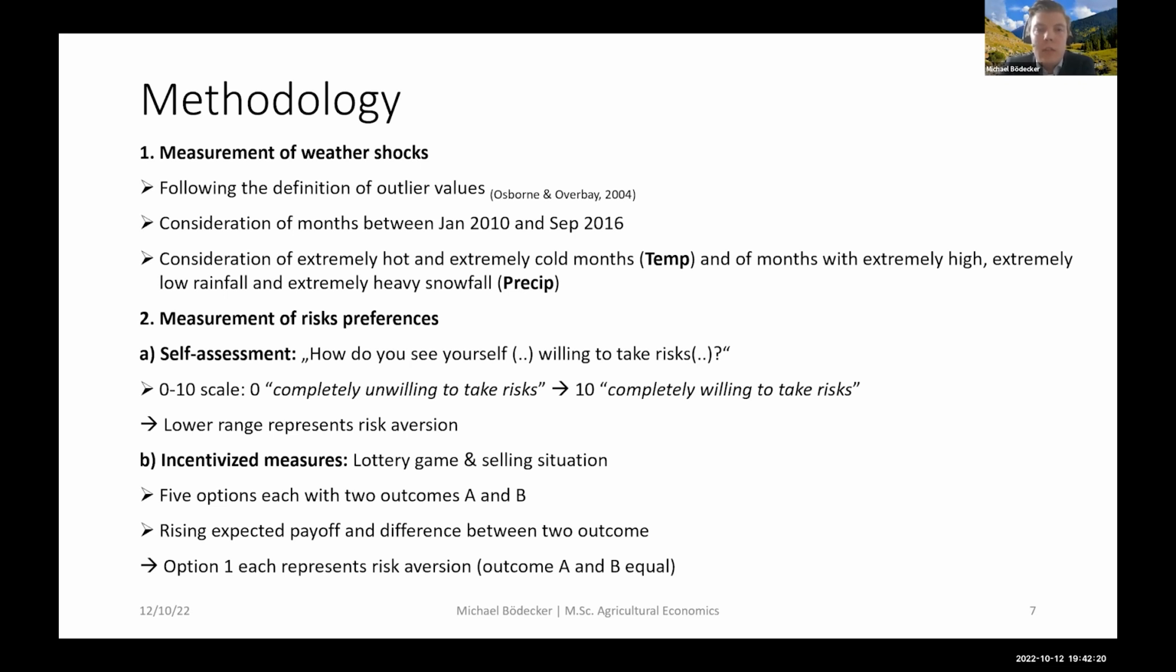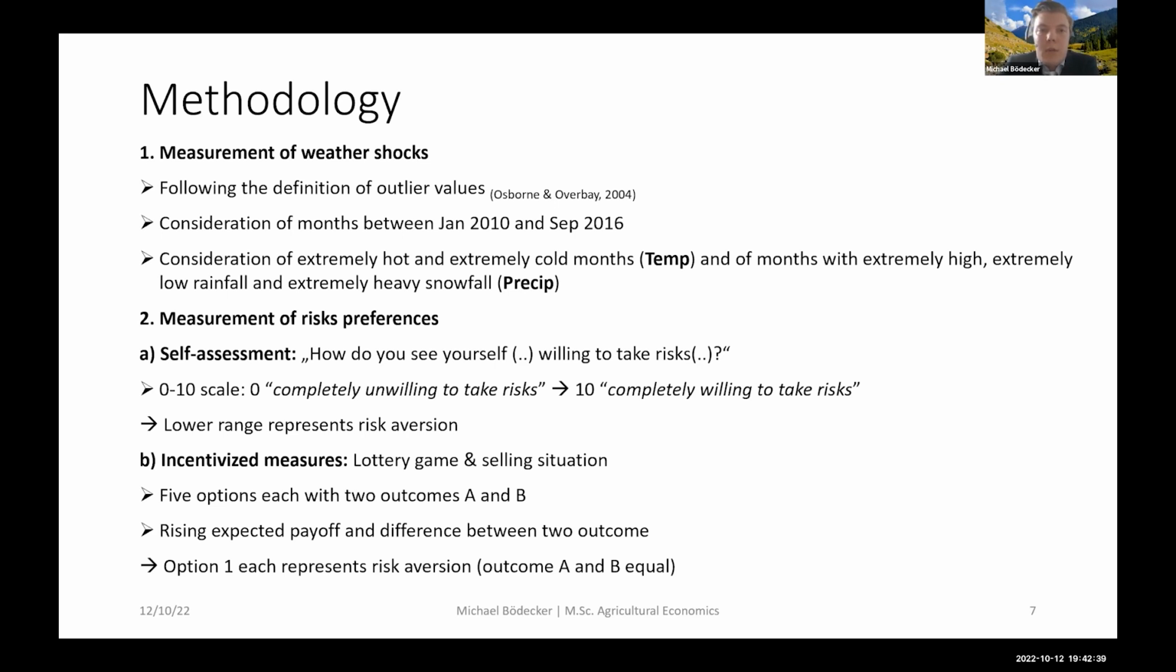And as shocks, I defined them not on the daily level but on the monthly level, because I was thinking that if an individual just experiences a shock on one day, it might not be perceived as a shock, but if they experience a month that is particularly hot or cold, then it is more perceived as a shock.